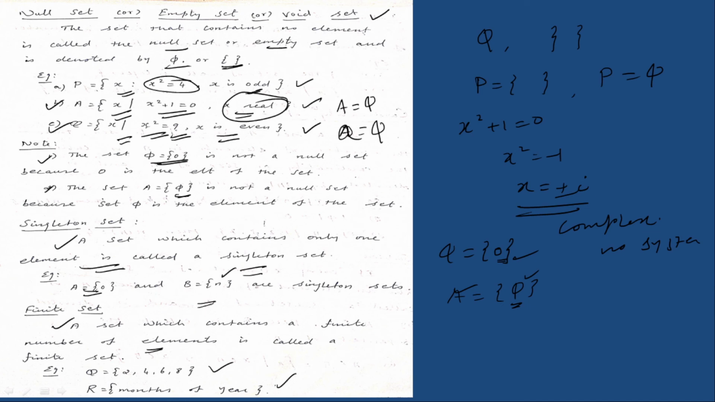The second one, R is equal to the set of all months of the year. Months of the year means you can write up to 12 months, January to December. Okay, so you can have up to 12. So it is finite in number. So that is also a finite set.